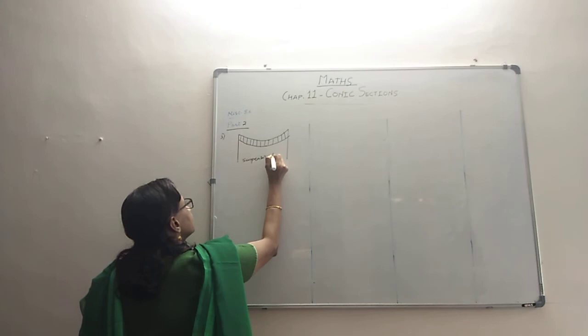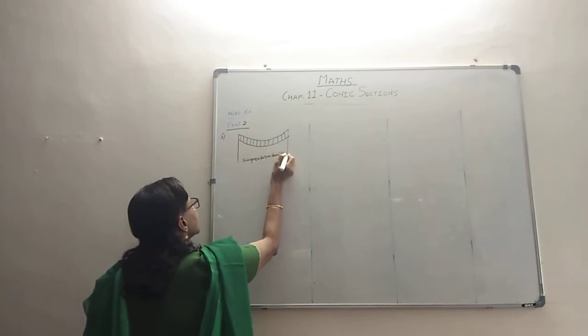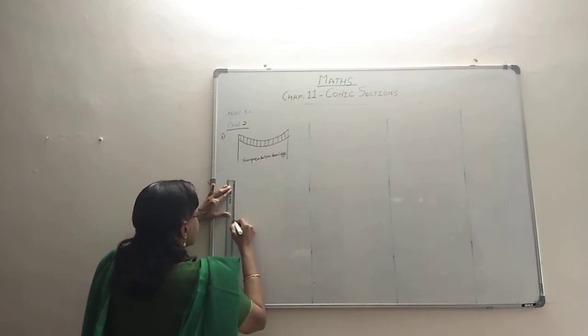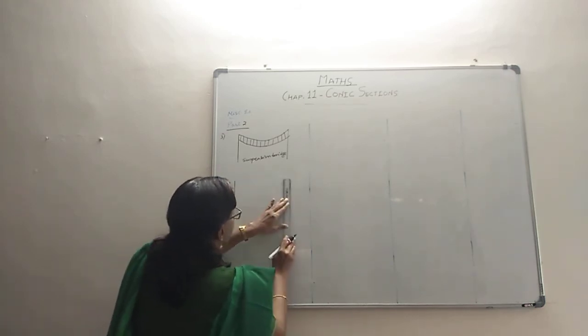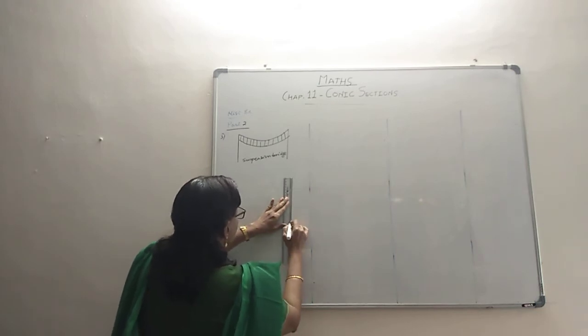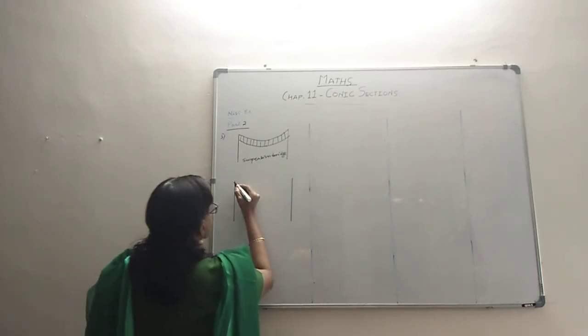Now we take the mathematical part of it. They have given us lots of detail about it. Let's see what the mathematical part is. There are two poles, and it is from these two poles that the suspension bridge is hanging.